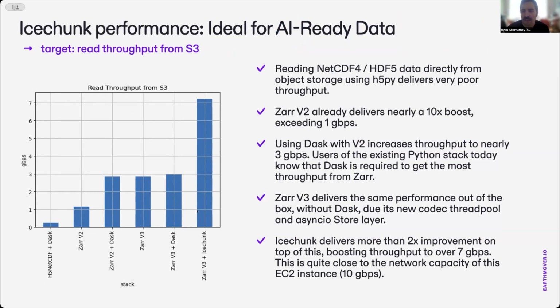And just to cut to the chase, with Ice Chunk and the latest ZAR release, we can get throughput reading from cloud object storage of 7 gigabits per second, which is getting pretty close to the network capacity of the EC2 instance we're running this on. So really reaching that sort of hardware saturation point.